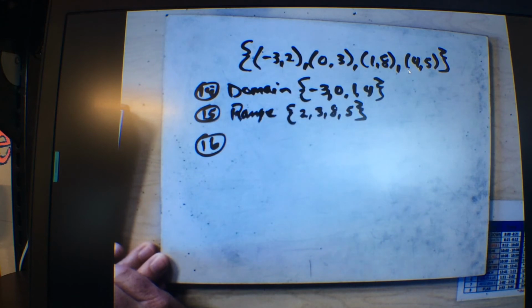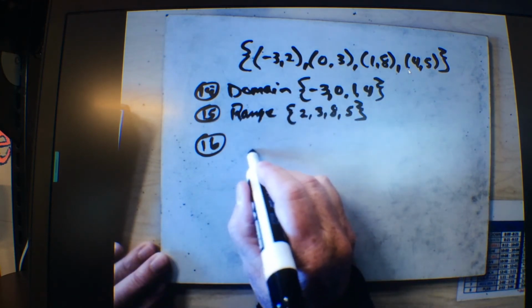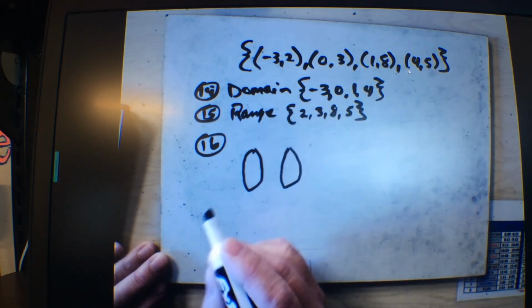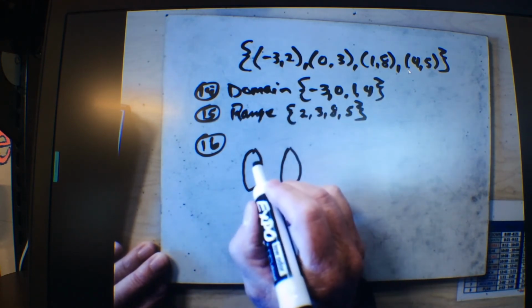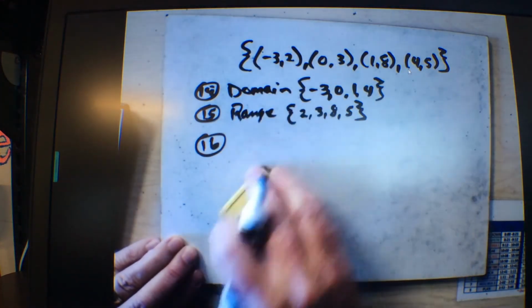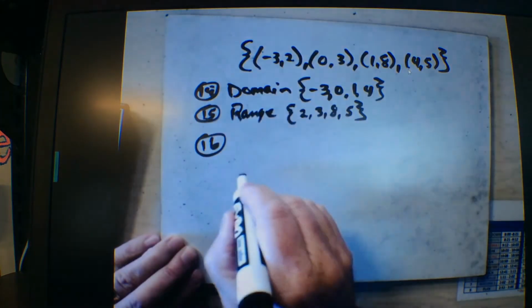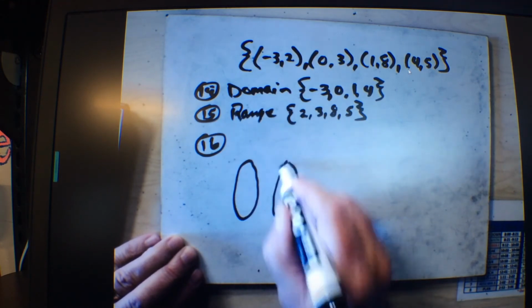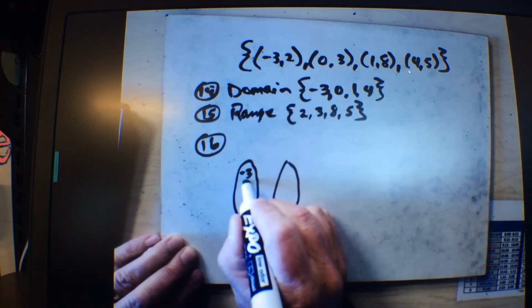Yes, Ashley. You would draw 2 ovals, right? Not boxes, but ovals. And then you put the domain in 1 and the range in 1. Okay, I'm going to make them a little bigger because I don't think I'm going to get on there. So I would do an oval here, and an oval here. And I would go -3, 0, 1, 4.